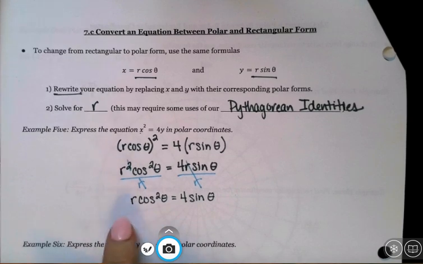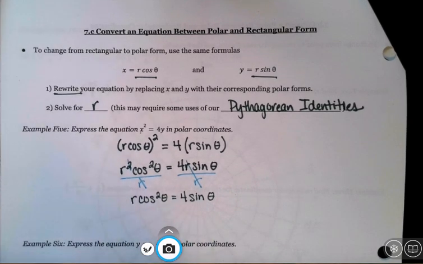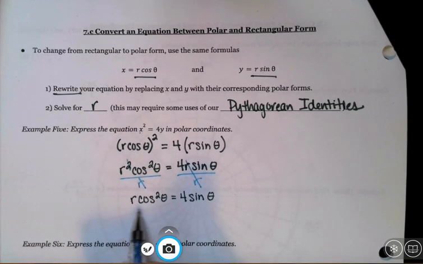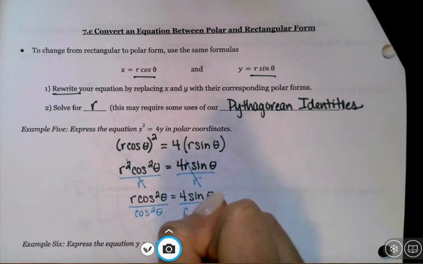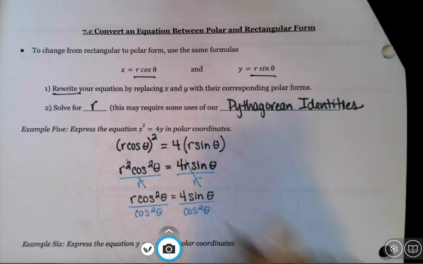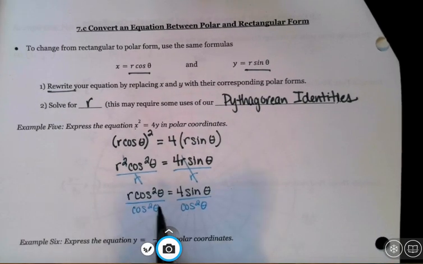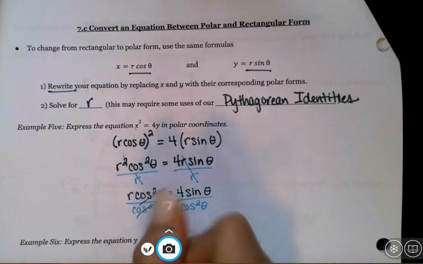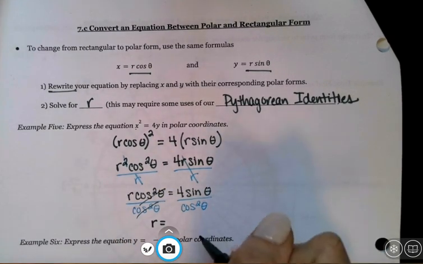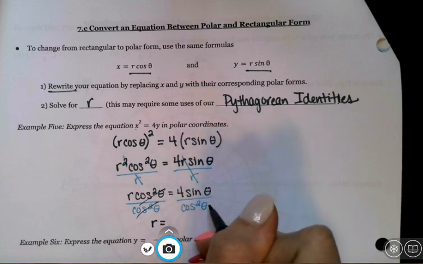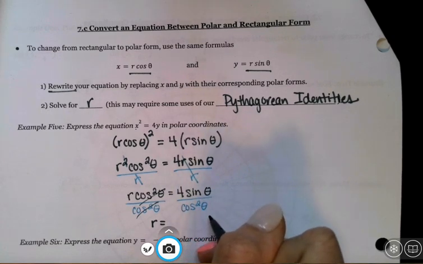Well, now I have r just on the left, so I'm going to divide both sides by what's next to my r, since those are being multiplied. The inverse is to divide. So divide both sides by cosine squared. It'll cancel out on the left side, so I'm left with r by itself. And I have 4 times sine divided by cosine squared.